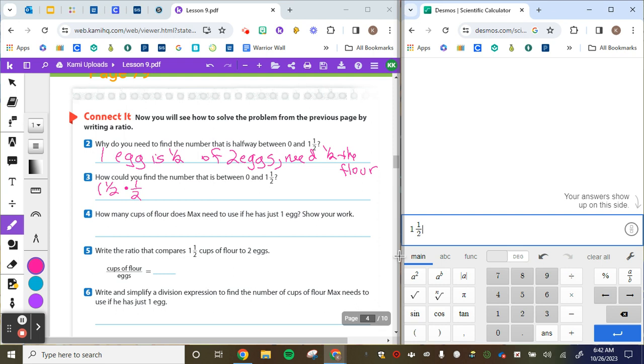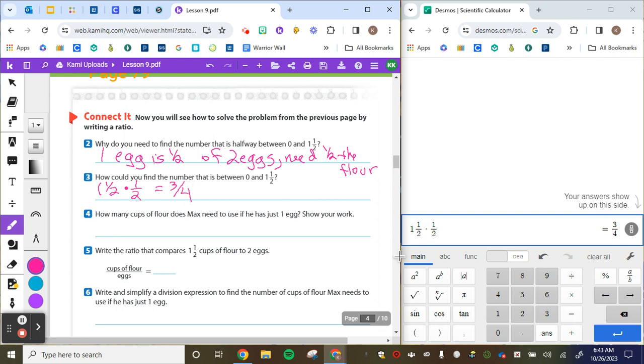So notice 1 and 1/2 should look just like that. And we're going to multiply. So 1 and 1/2 times 1/2, we're going to need to use the fraction button again. It will automatically turn it into a decimal. But with cooking, we probably want to make it a fraction. So the calculator also has this handy fraction button here that you can click, and we will get 3/4. So we just found out that we would need 3/4 of a cup of flour.